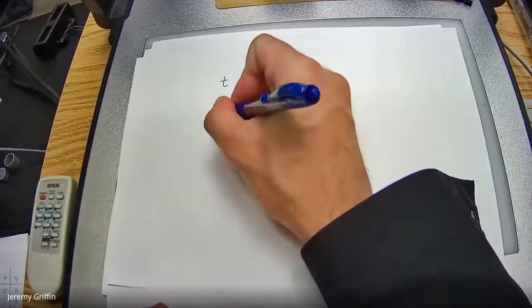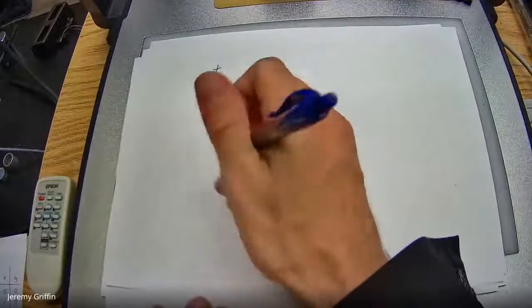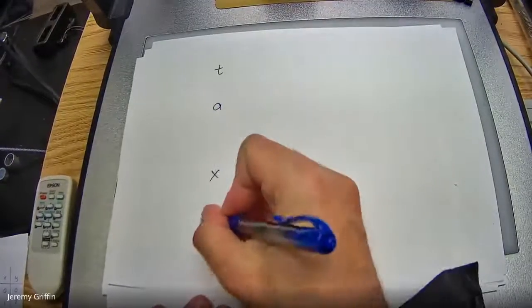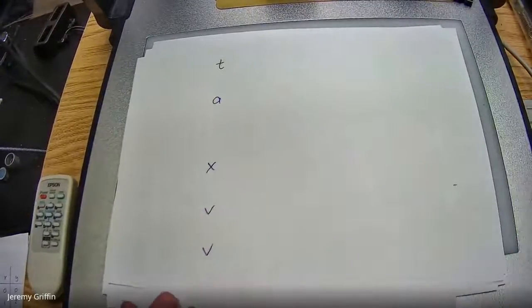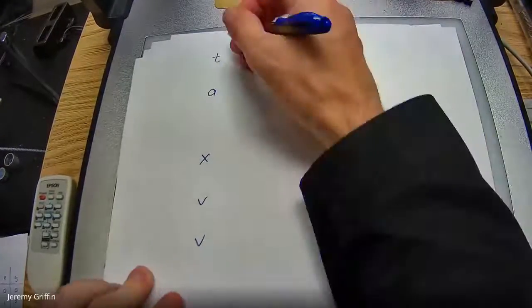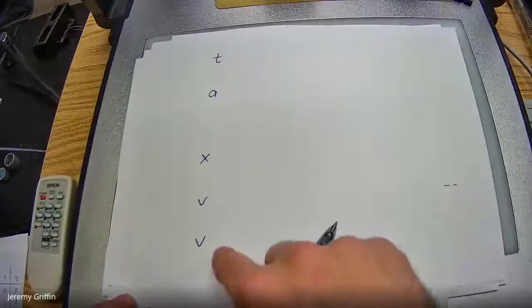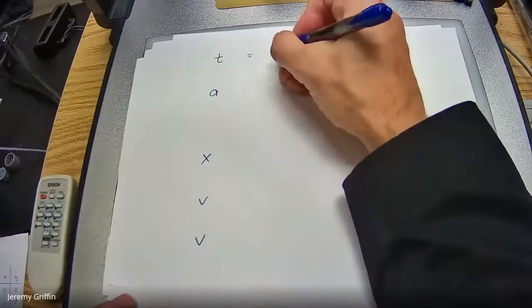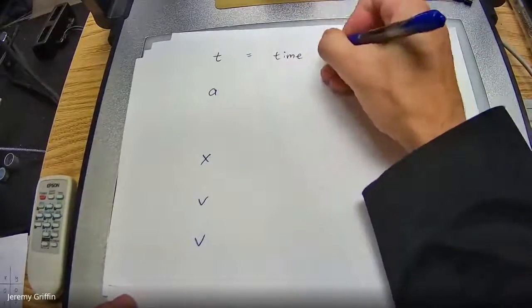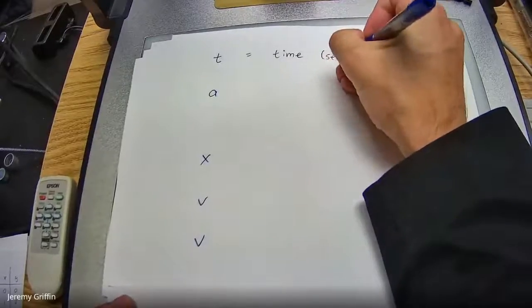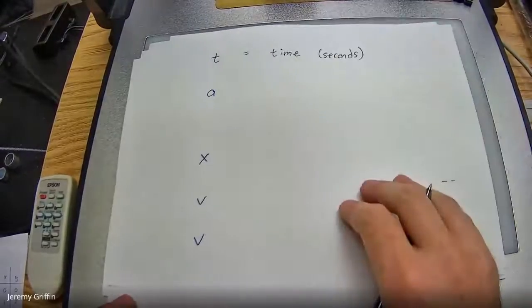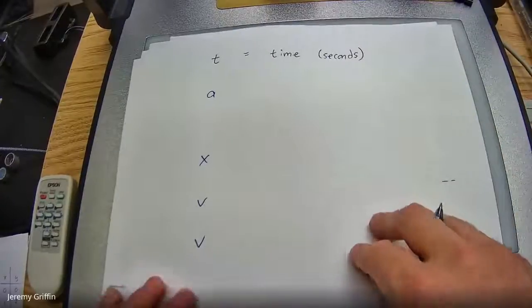I'm going to leave some space so I can define some of these things, especially the A. Leave some space after that. TAX VV. So T, these all refer to variables. T refers to time. That's going to be measured in seconds. Well, you guys know what time is, tick, tick.